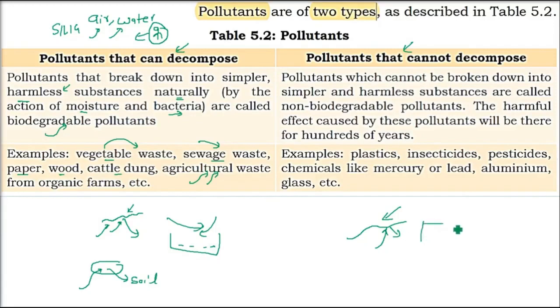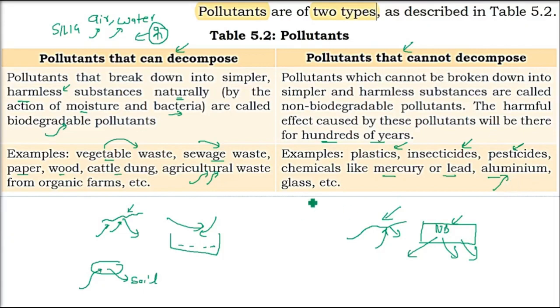But pollutants that cannot decompose, these are dangerous. That is, which cannot be broken into smaller, simpler parts or harmless substances. These are non-biodegradable pollutants. So the harmful effects caused by these pollutants will remain there for hundreds and thousands of years. Why are we saying don't use plastic? Why are we saying insecticides, pesticides, chemicals we should not use, like mercury, lead, and there are so many, aluminium, glass, metals, non-metals, and they will take ages to decompose.